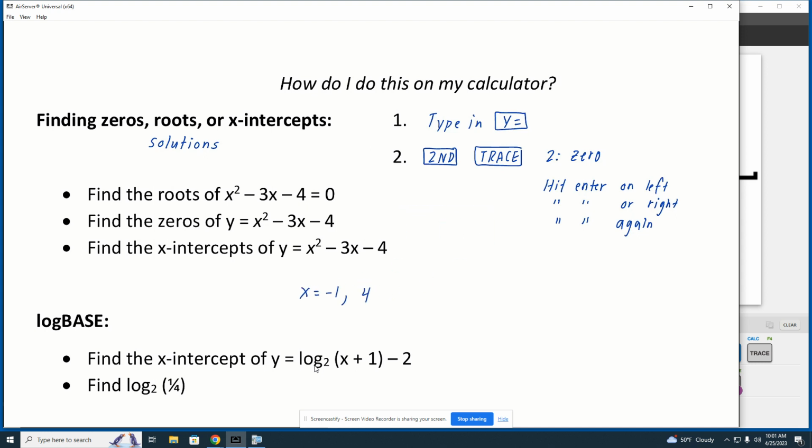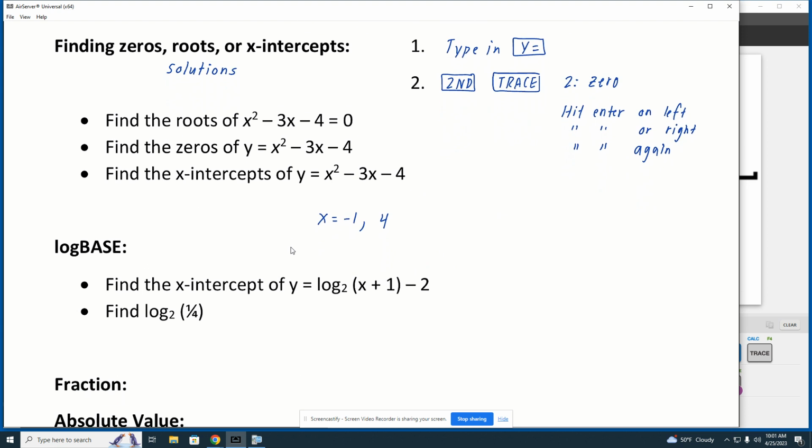That is the easy way to find solutions, guys, in your calculator. Look to see where it crosses the what? The x-axis. Look and see where it crosses the x-axis. Any questions with that? All right, let's go to the next one.